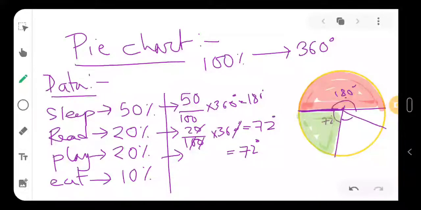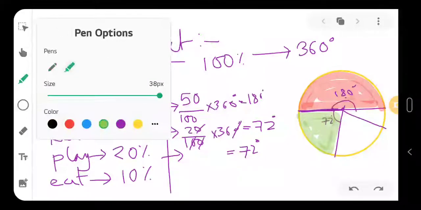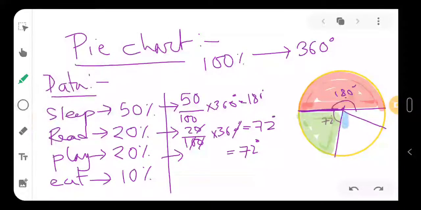So you have to measure using a protractor. Okay, protector you can say. You have in your geometry box a protractor. So this I will be drawing, let's say blue, and this is again my 72 degree.